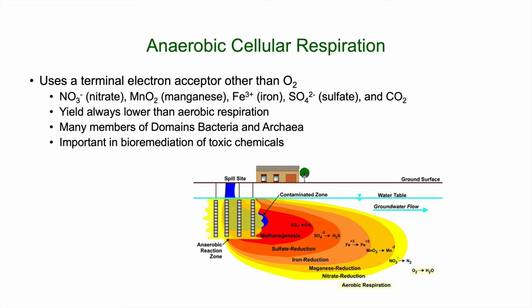But there are some bacteria, single-celled organisms, that can use different terminal electron acceptors other than oxygen. They can use nitrate and convert it to nitrogen.